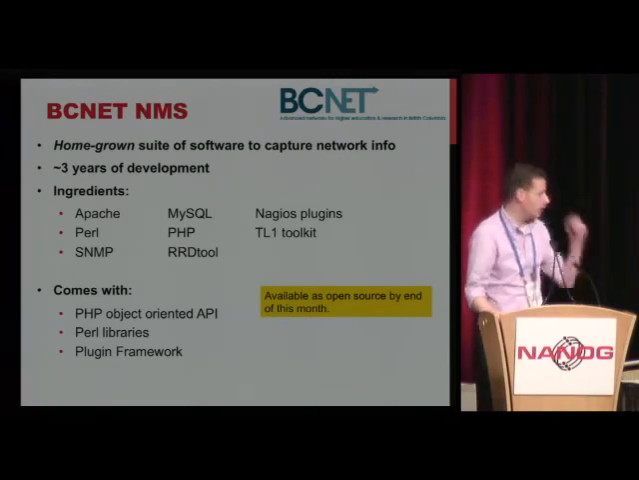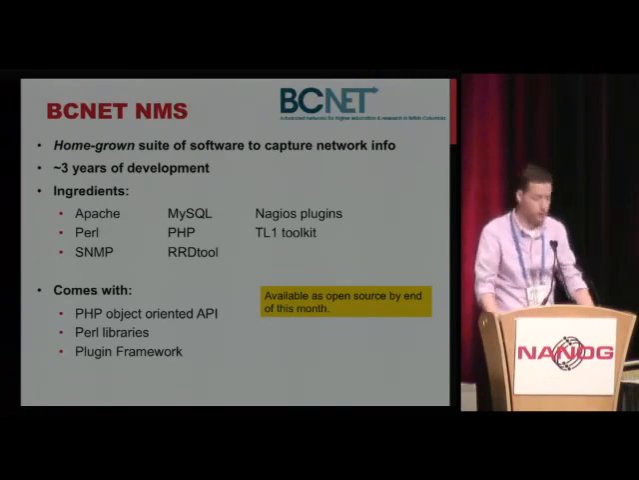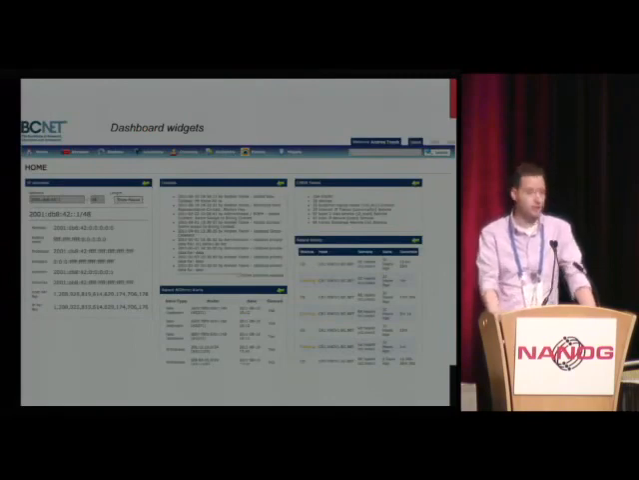So basically it relies heavily on PHP, MySQL, and Apache, and some of the other well-known tools such as RRDtool. You can use any of your existing Nagios plugins to do your monitoring. If you have optical equipment, you can use TL1 Toolkit, which is a Perl library I co-wrote with someone else to monitor optical devices. So basically it's all object-oriented API in PHP, but there's also Perl libraries that provide much of the same functionality in Perl. And it also has a plugin framework that allows you to easily extend the software.